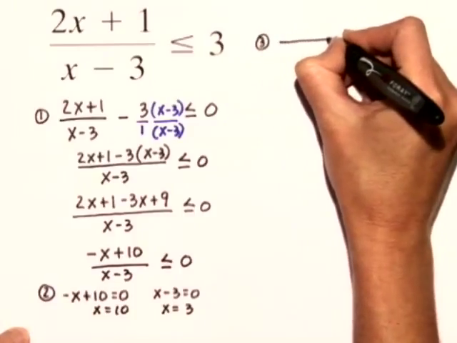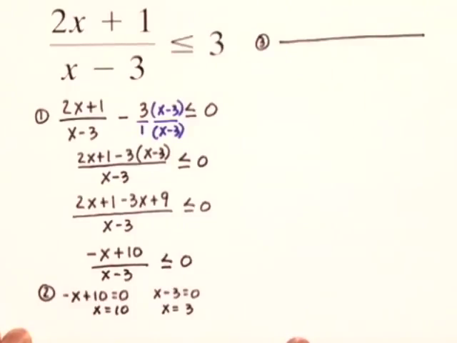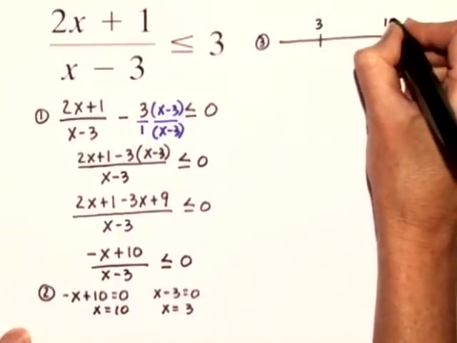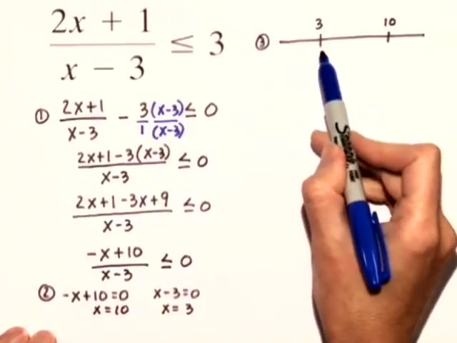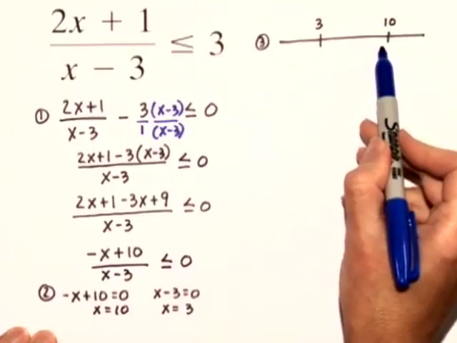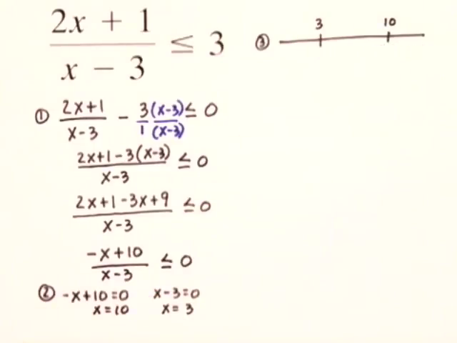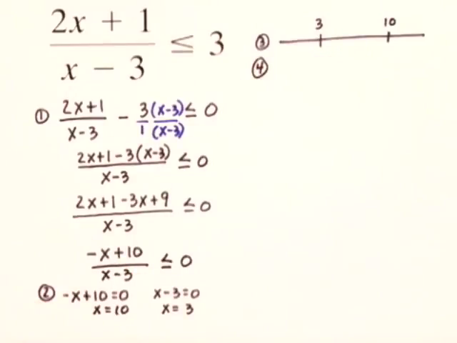In step 3, we'll create a number line with these two partition values. The two partition values are 3 and 10. We have 3 different intervals now. We have an interval to the left of 3, we have an interval between 3 and 10, and also to the right of 10. In step 4, we're going to choose a value from each interval.